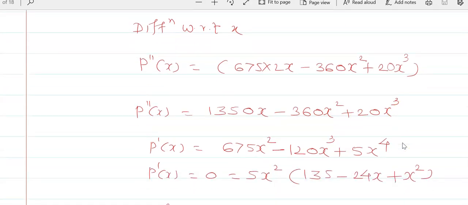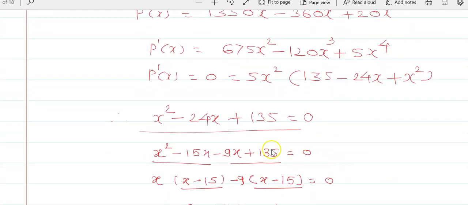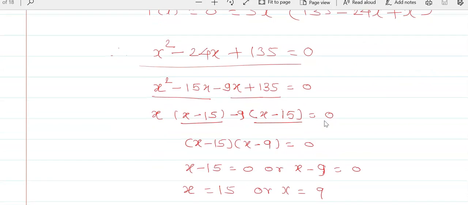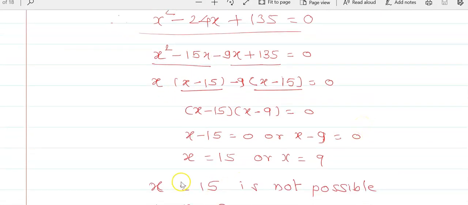Now, to find the value of x, we'll equate the first derivative to 0. The p dash of x is equal to 675x square minus 120x cube plus 5x raised to 4. If you take 5x square as common, then in the bracket you will get 135 minus 24x plus x square. After simplification, you will get x square minus 24x plus 135 equals 0. Its factors are x minus 15 and x minus 9. If you simplify this, you will get x equal to 15 or x equal to 9.